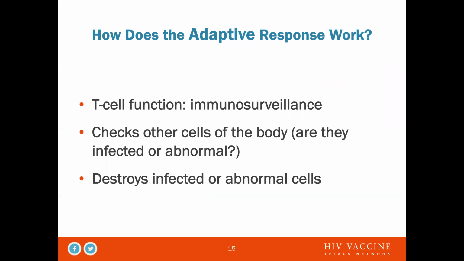What are the functions of T cells? They are essentially doing surveillance on your body. T cells will check other cells of the body to see if they are infected or look abnormal. And if they are, they will destroy them. This response is not only directed against infected cells, but also against abnormal cells. For instance, cancer cells. T cells will recognize a cell that doesn't look right, bind to that cell, and send the cell a message to self-destruct.